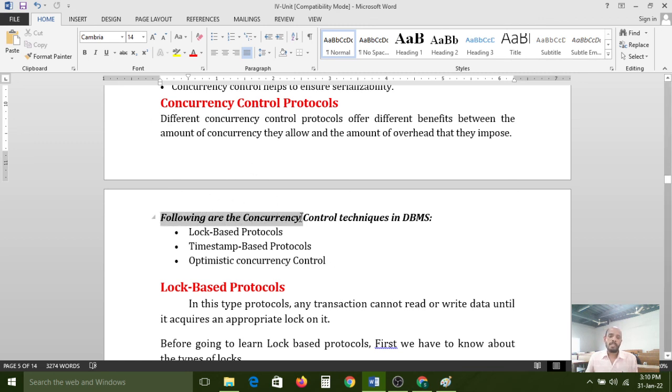Following are the concurrency control techniques in DBMS. What are they? The first one is log based protocols, the second one is timestamp based protocols, the third one is optimistic concurrency control. So these three are the concurrent transaction preventing protocols.